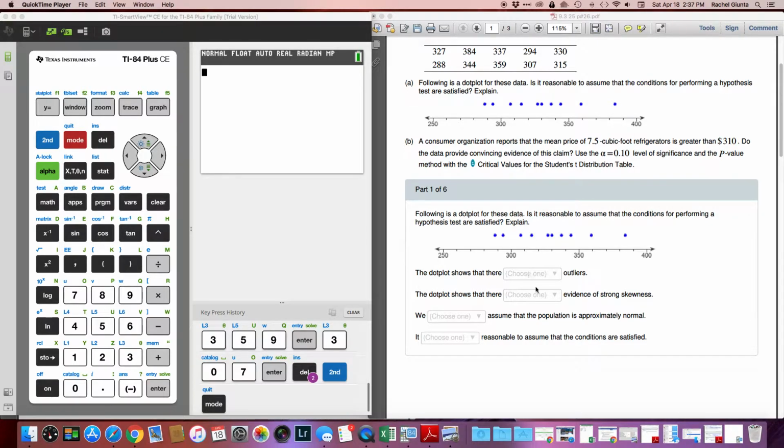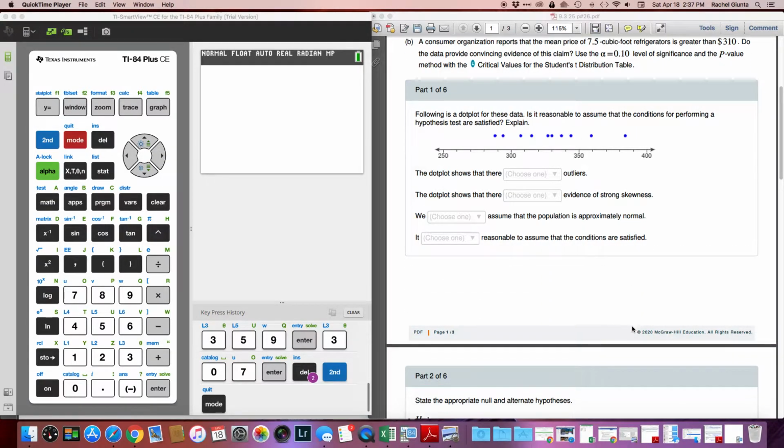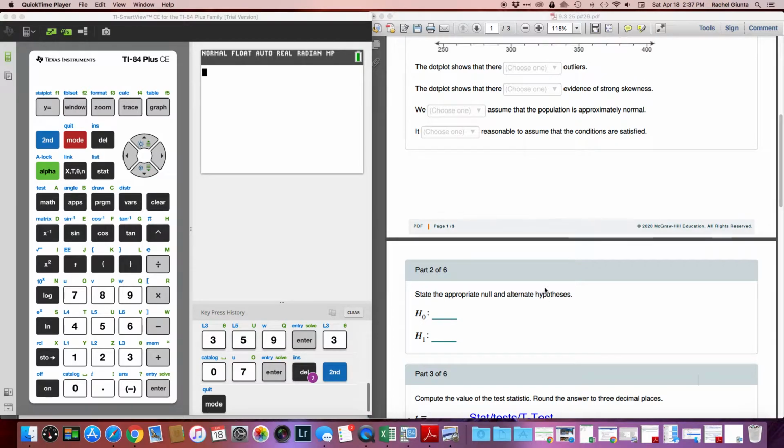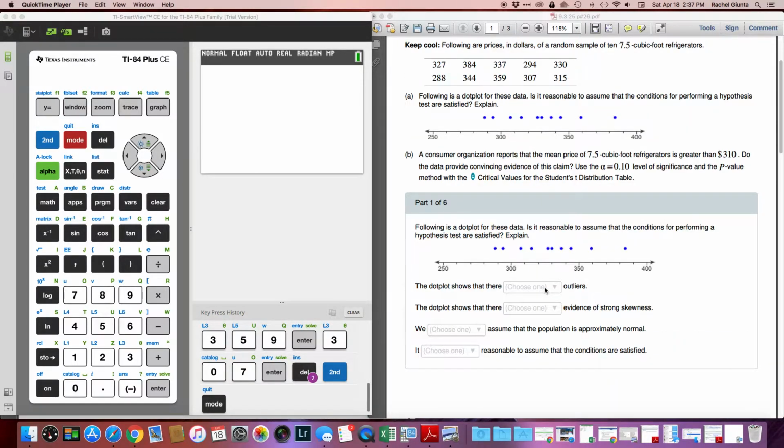As long as you've said no to both of these, then you say we can assume that it's approximately normal, and it is reasonable to assume the conditions are satisfied. So chances are, if you see this one, it's going to be no, no, can, is for these 4 answers. And then you go on to do the actual problem. The null and alternate hypotheses, that you're going to do just like you've done for all of chapter 9.